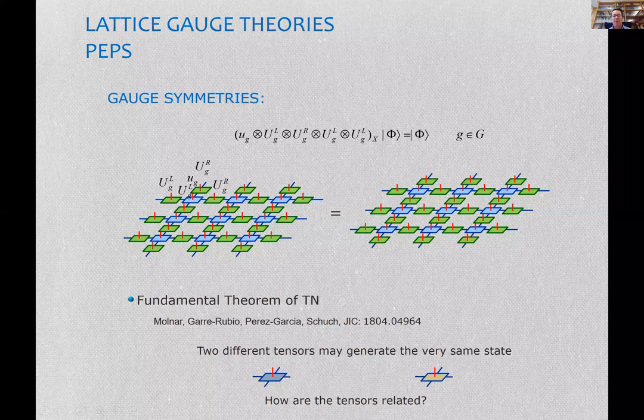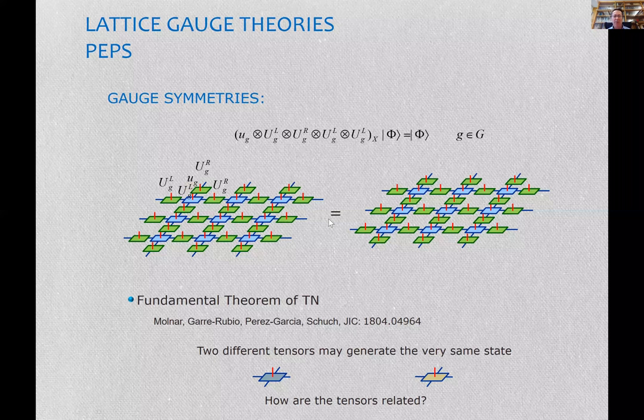We have the green tensor with the U, the blue tensor with the U, and the other ones without the U's, and they generate the same state as the ones without the U's, like the ones that are here. So this is an equality: we have two kinds of tensors that generate the same state. So what are the conditions on these tensors? This is what is solved by this fundamental theorem.